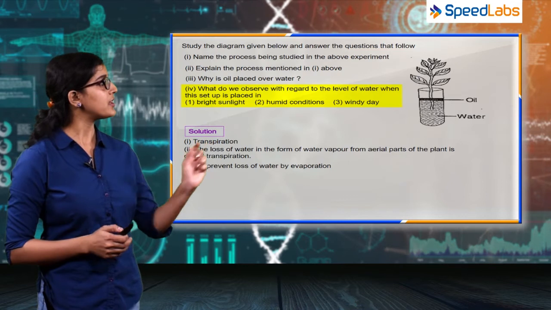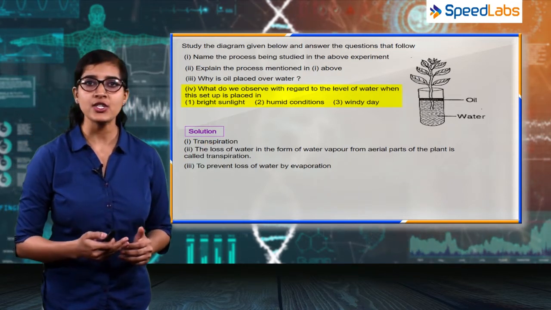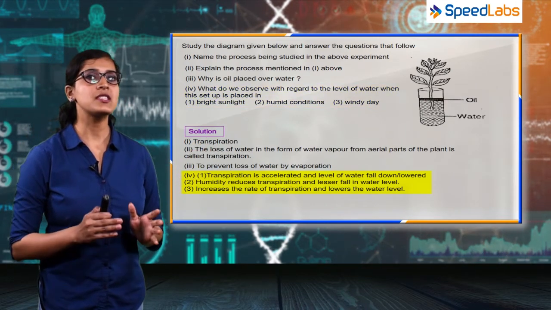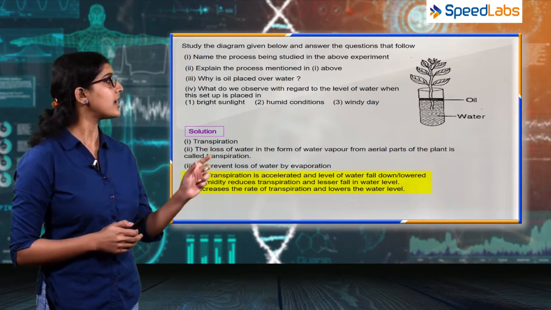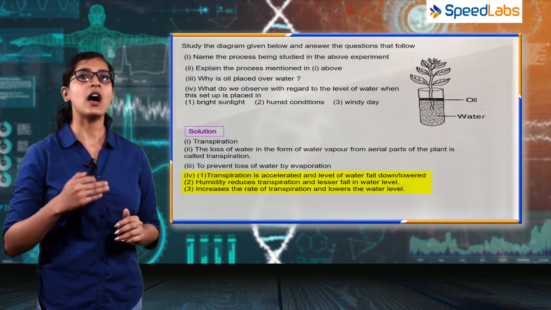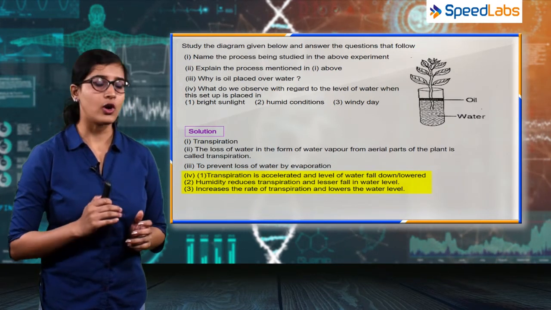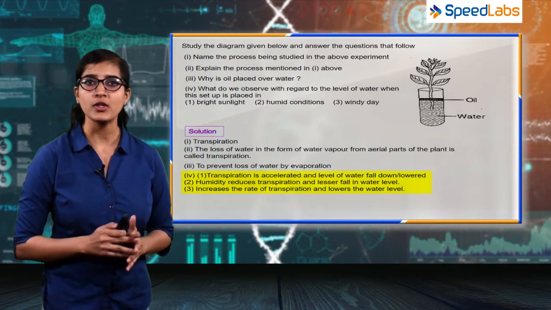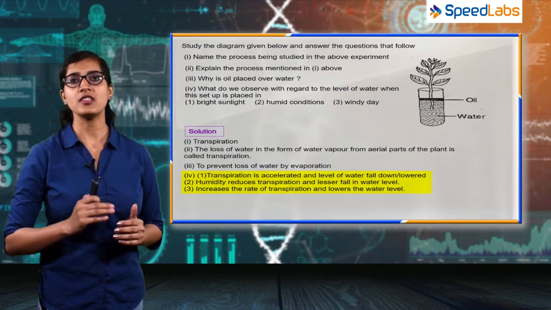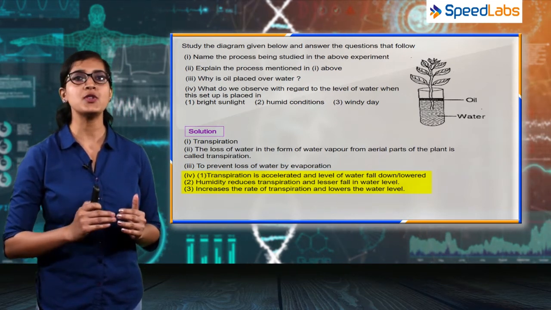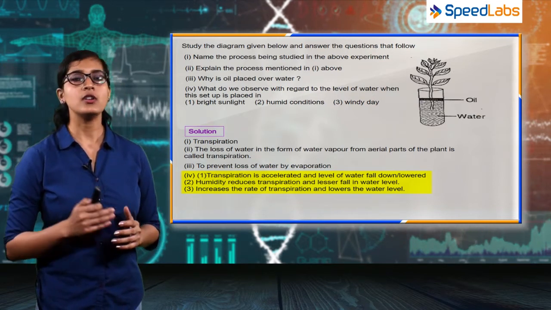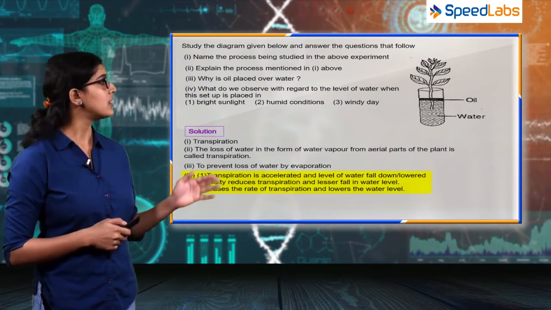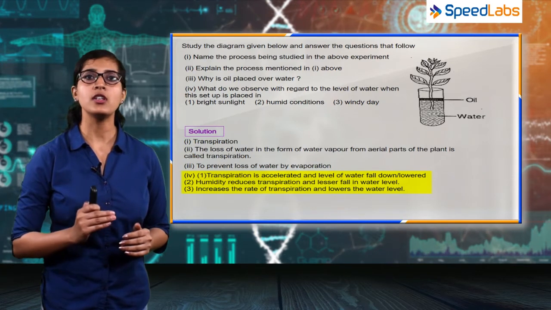So these are three different conditions, and you have to see the effect on the rate of transpiration. Now when you are keeping this assembly in bright sunlight, it will accelerate the rate of transpiration, and with a higher rate your water level will start to fall. Now the next condition is humid condition, which means your atmosphere is already saturated with so many water vapors, and as you know, transpiration is a kind of diffusion. The rate will depend on the concentration gradient. Now due to humidity, the concentration gradient reduces and the rate of transpiration will reduce. So there is a lesser fall in the water level.